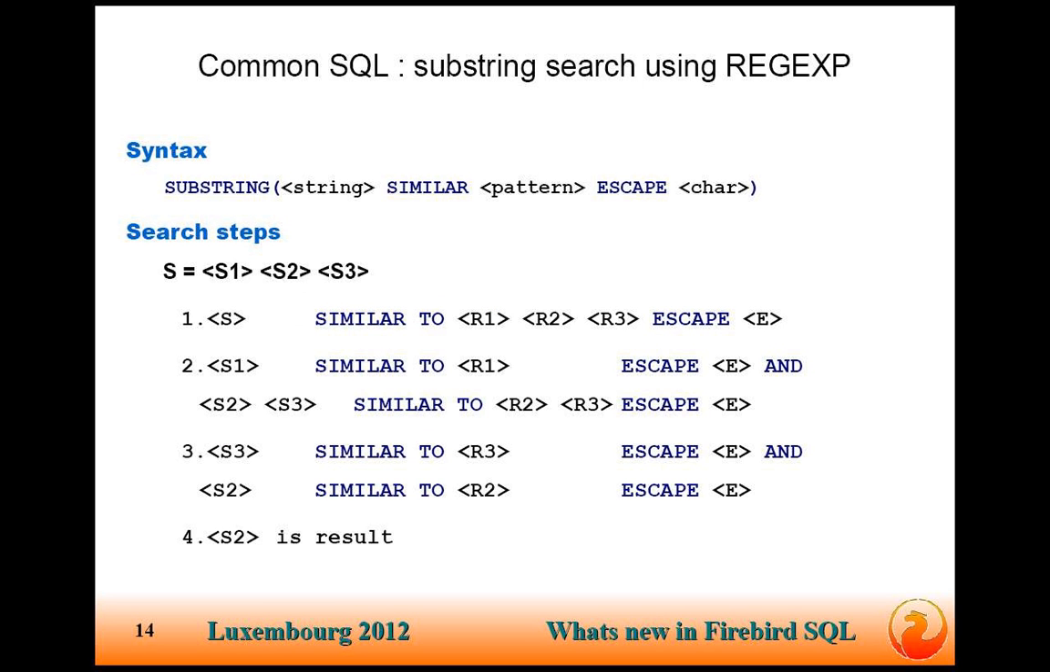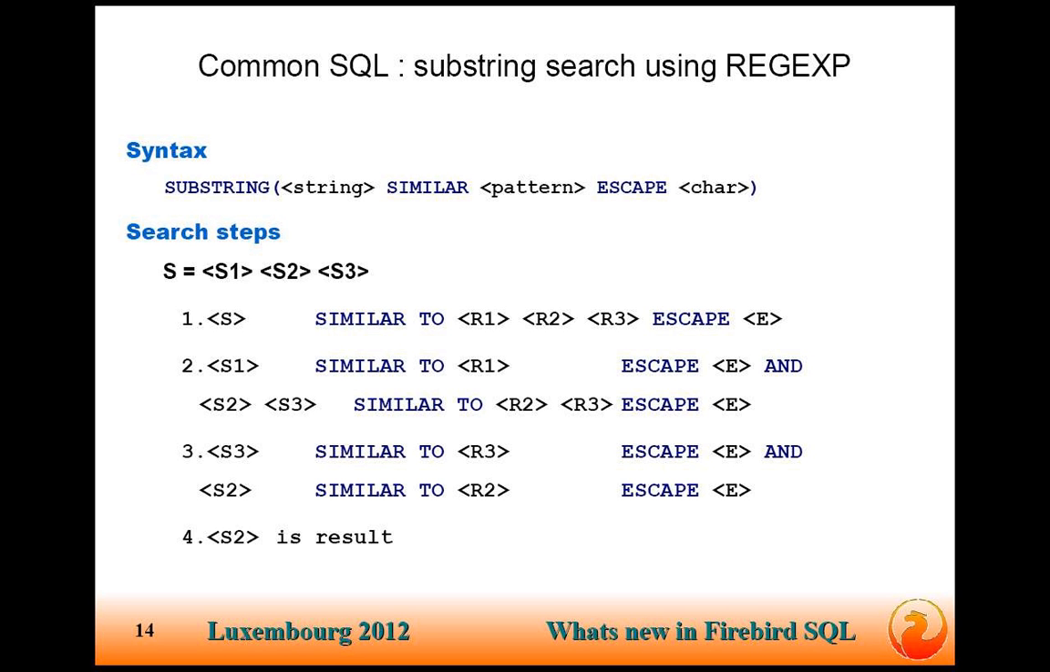How does the engine make the search itself? We have the whole string. At the first step, the engine checks if the whole string is similar to the whole pattern without the dividers, without the escape character and double quotes. If this first statement is true, the engine goes to the next step. If not, it returns null, if I remember correctly.